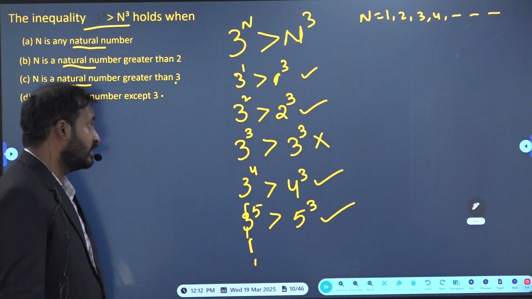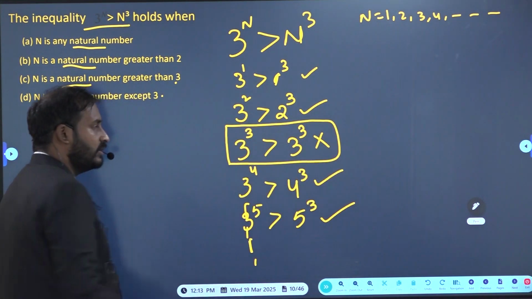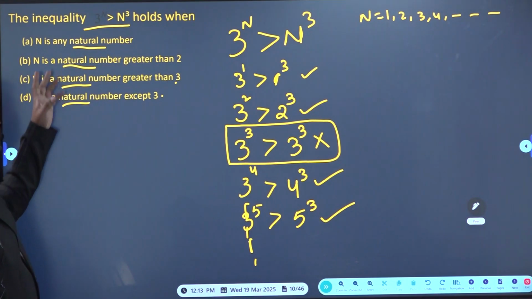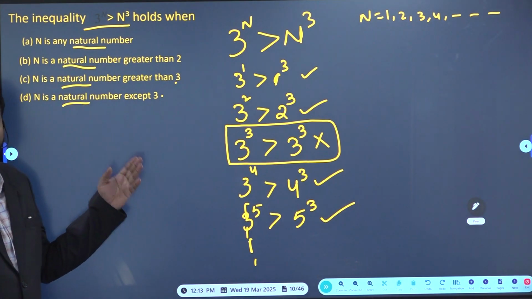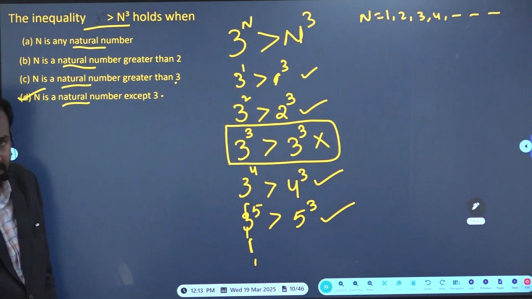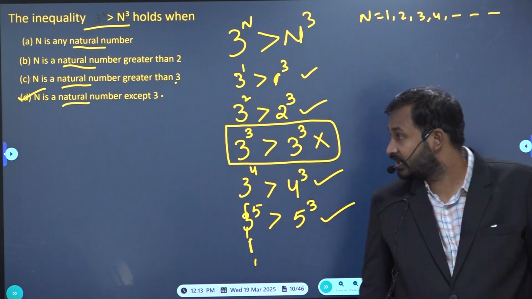Now please observe here. This condition failed at what position? When n is equal to 3. It failed when n is equal to 3. Except this, it is what? True for all the natural numbers. So n is a natural number except 3 will be our answer here.